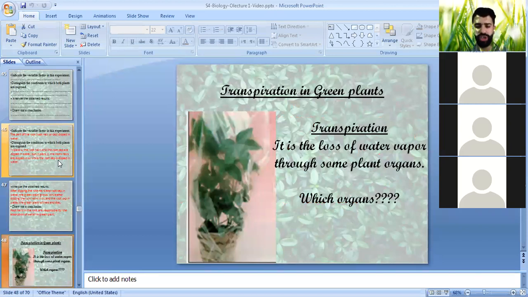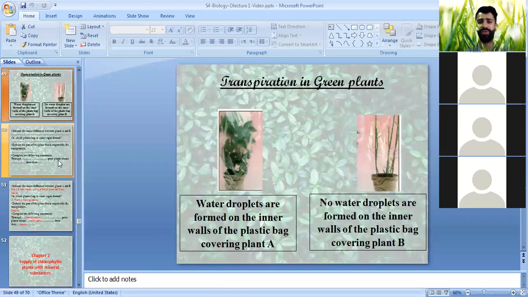What's the meaning of transpiration? Transpiration is the loss of water vapor through some plant organs. Which organs? Let's discover together.